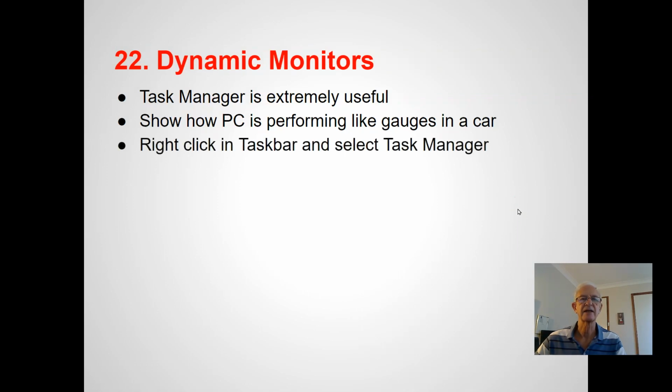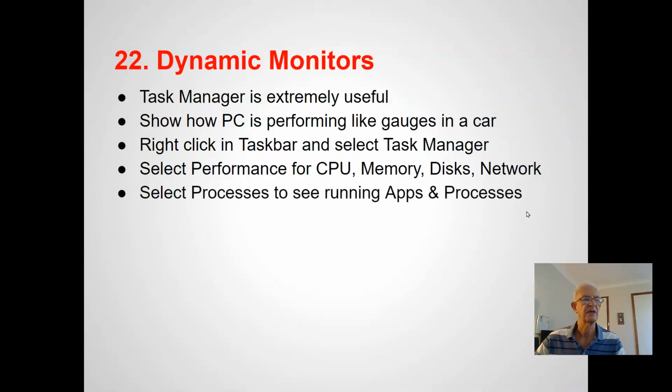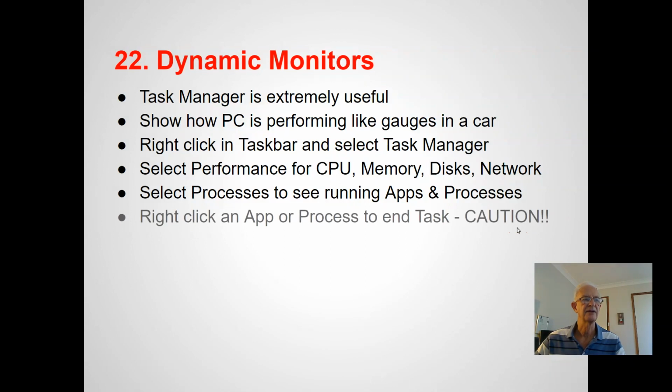And then you access it by right-clicking on the taskbar and selecting Task Manager. You can also select it from the Start menu. And you can select performance for CPU, memory, disks, network, and so on. You can select processes to see what's running, both apps and processes. And you can right-click on an app or a process to end a task.